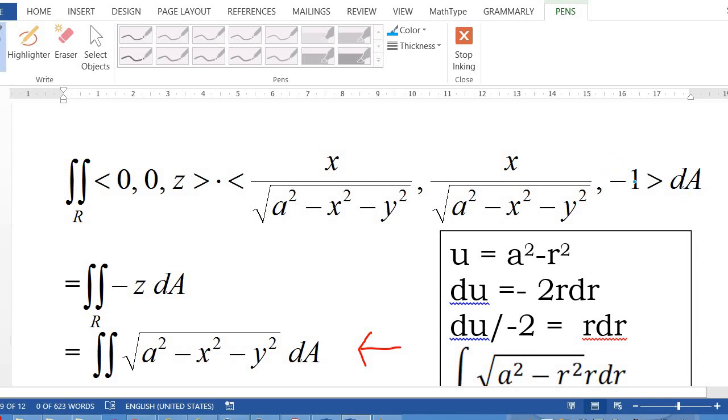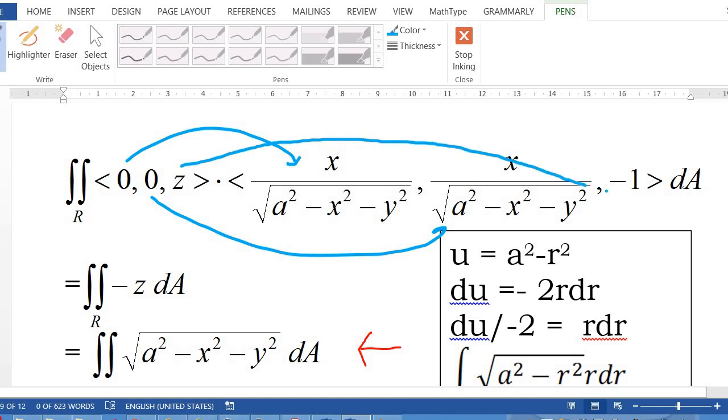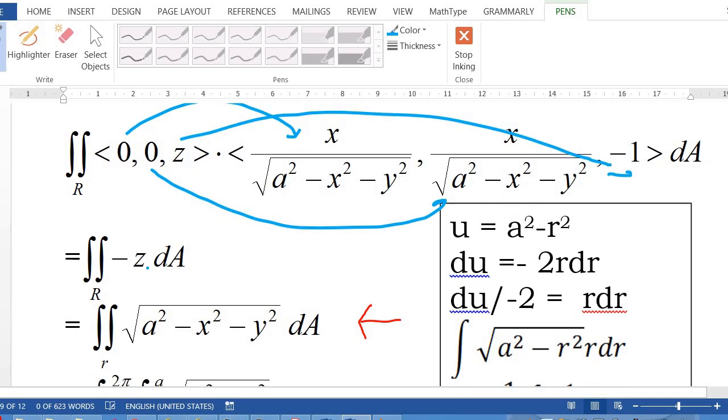So the component k is negative 1. So 0 times this, you get 0. 0 times this one, you get 0. So only left z times negative 1, which is negative z. Okay. For S2, z is negative. For surface 2, S2 is lower hemisphere, z negative.